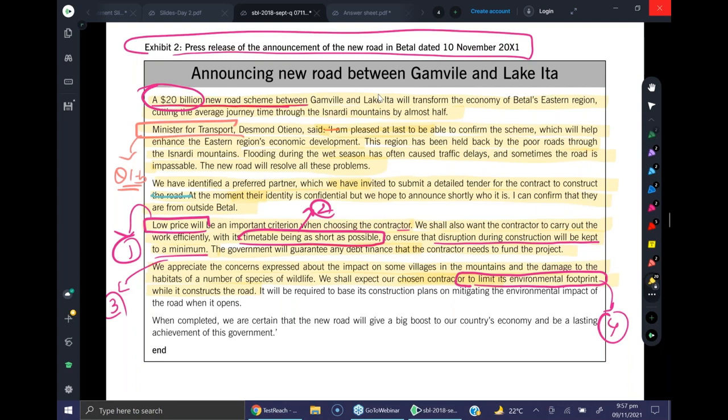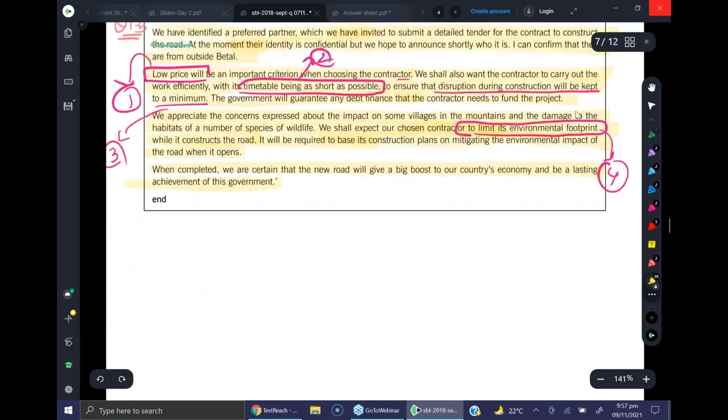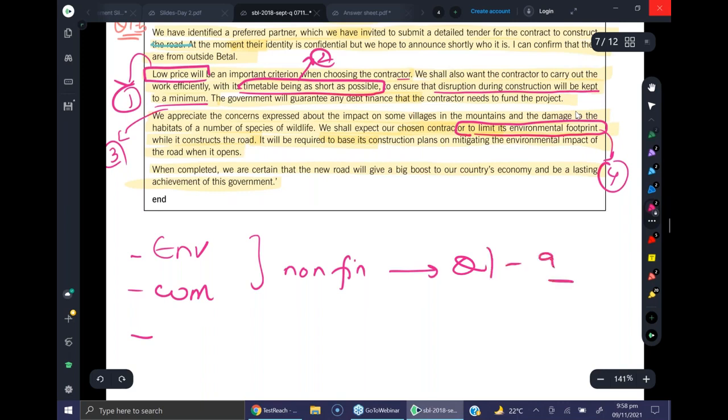Okay, it will be required to base its construction plans on mitigating the environmental impact of the road when it opens. When completed, we are certain that the new road will give a big boost to our economy and be a lasting achievement of this government. Now, in this criteria of the minister, there is one more thing you need to note: impact on environment, impact on communities, and disruption for communities. These are also the non-financial factors to be discussed in question number 1 part A, because the examiner asks you to discuss those.